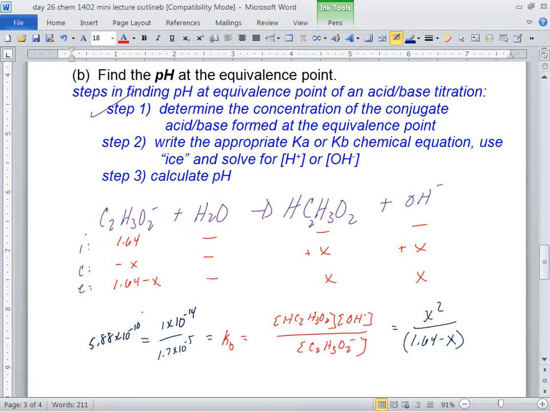All right, see if you can figure out the rest of this. You've got a Kb of 5.88 times 10 to the negative 10. So which x can you drop again? The one at the bottom, because you're taking a big number, 1.64, minus an extremely small number on the same order as this 10 to the negative 10. It's still 1.64.